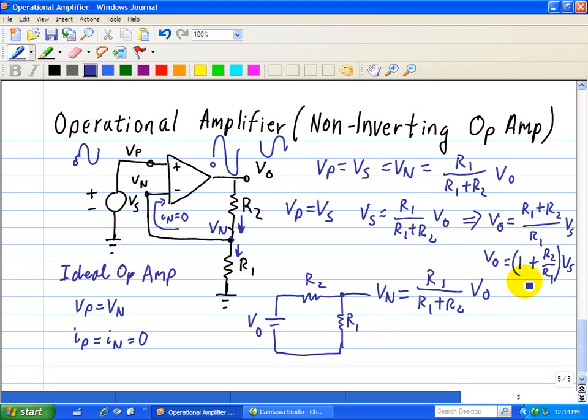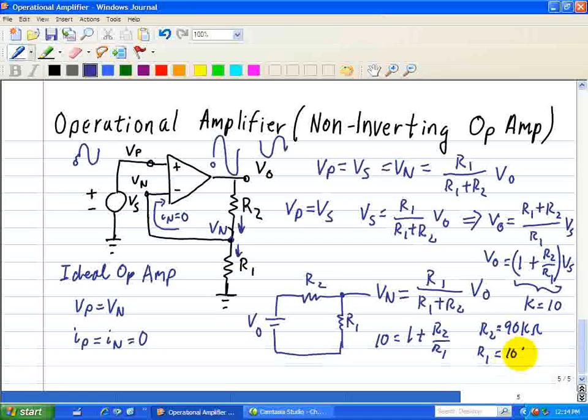So here, this part of the equation, we want to have a gain of K equal to 10. So 10 is equal to R1 plus R2 over R1. Well, then this implies that R2 over R1 should have a gain of 9 right here, or a ratio of 9. Therefore, we can say R2, let's say, is equal to 90K, or 90 kilo ohms, and R1 is equal to 10 kilo ohms. So that's it with this design.